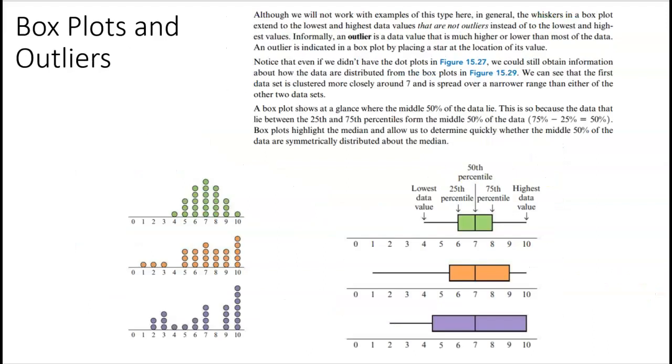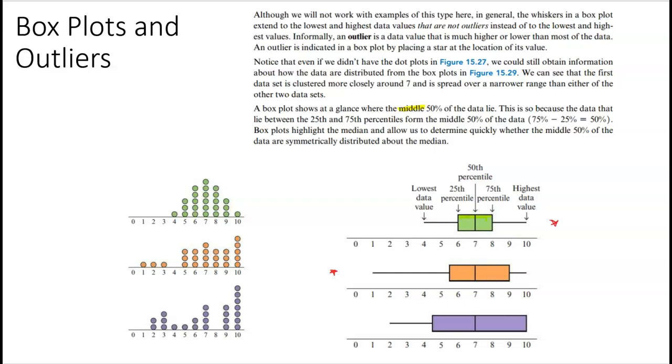Although we're not going to work with more complicated box plots, there are other box plots that show outliers. Outliers are data values that are much higher or lower than most of the data, and usually there might be a little star to show, hey, there's a point over there. But we're not going to be dealing with outliers in this section. At a glance, we can see where the middle 50% lie, and that's what's really important.